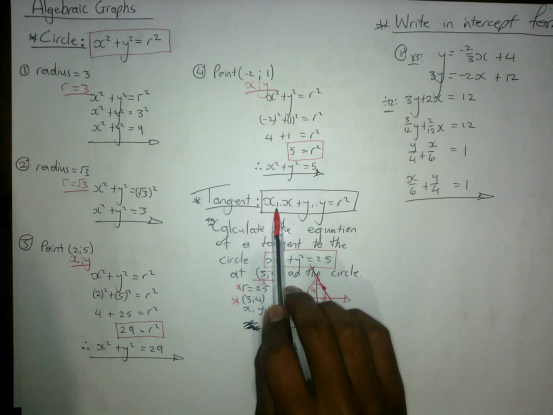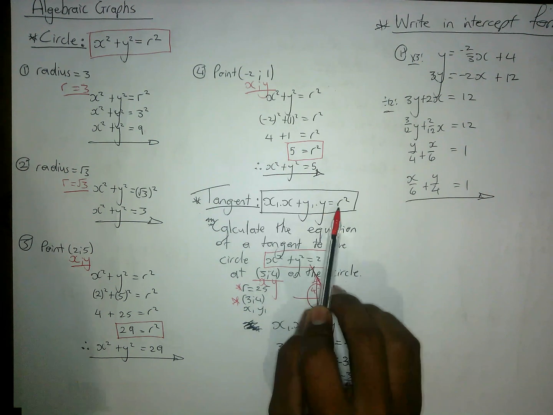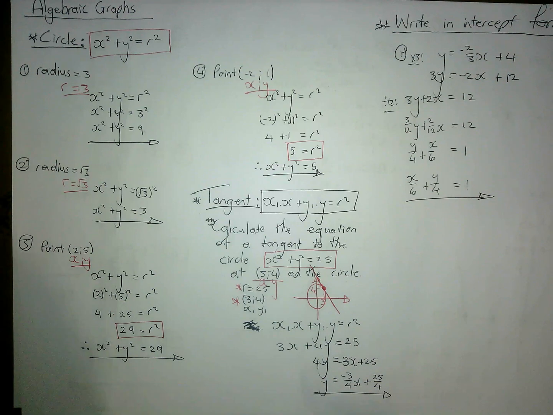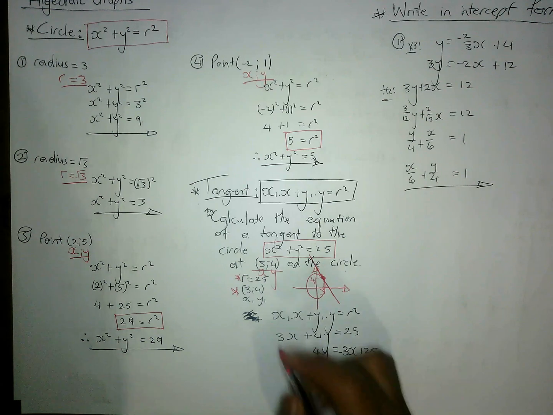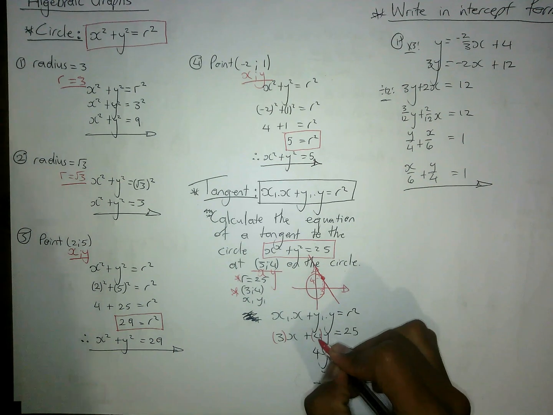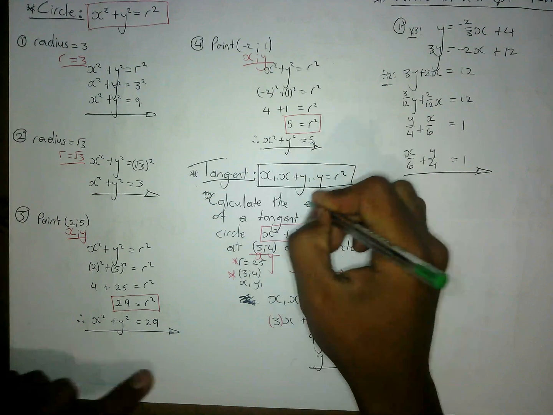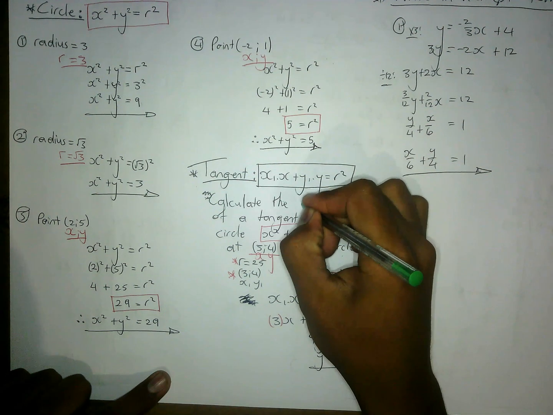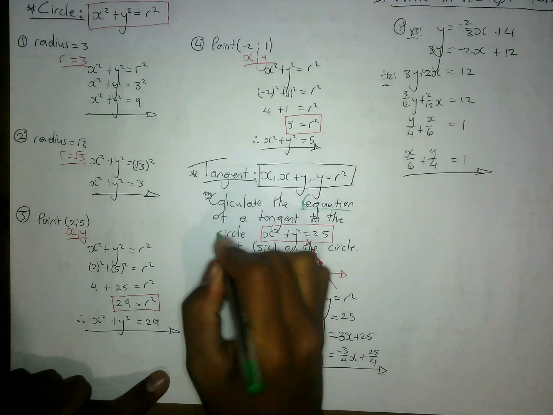This is our standard formula for the tangent: x1 times x plus y1 times y equals r squared. So all we do, we write our standard formula down. Always start with the formula. Then we just substitute, very straightforward. We substitute for our x1 and for our y1. Then we now know. So they asked us for the equation of the tangent.